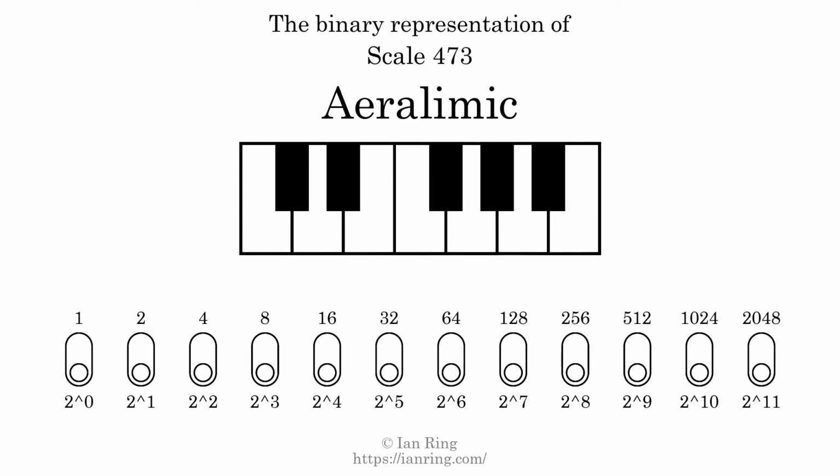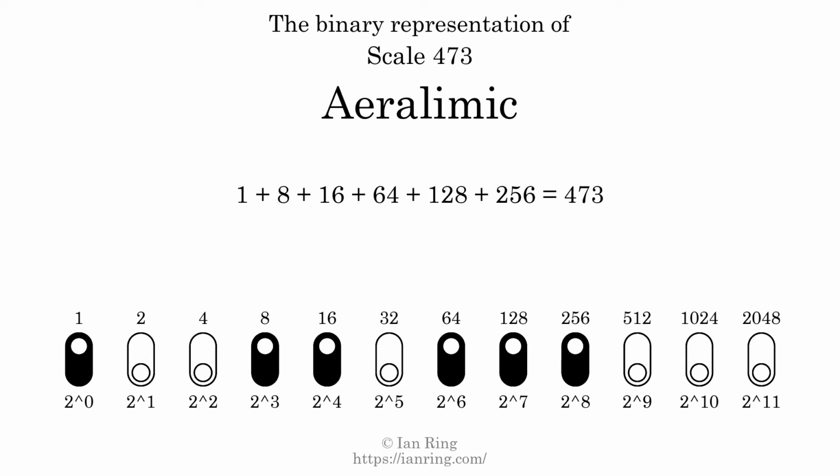The binary representation of this scale is determined by mapping tones of the scale to binary digits. Each binary digit represents a power of 2. To get the scale number, we add the powers of 2 together. The powers of 2 that are present in the scale, all added together, equals 473. That is why the scale number, in decimal, is 473.